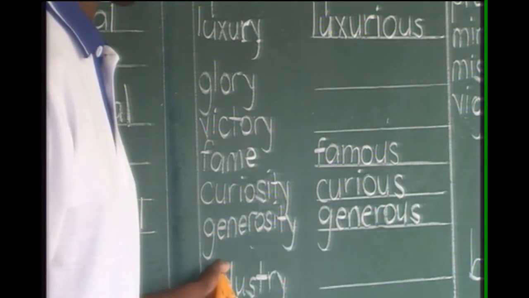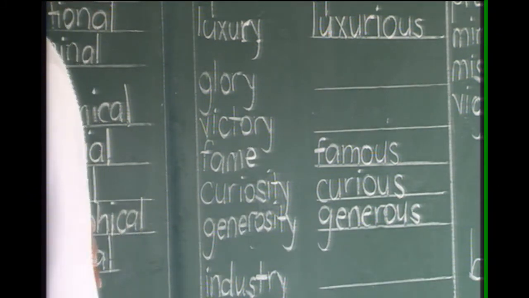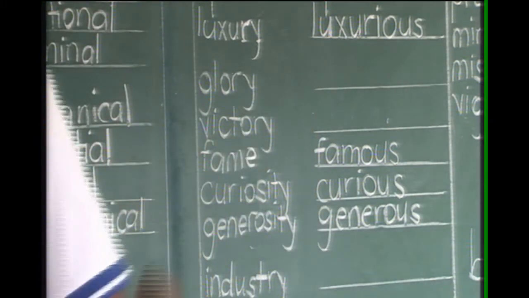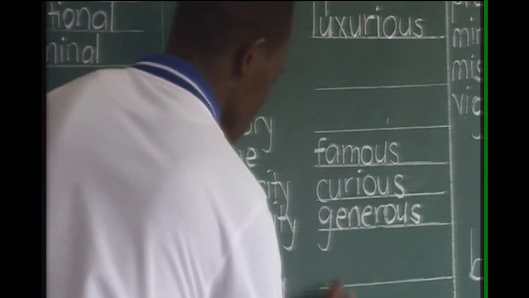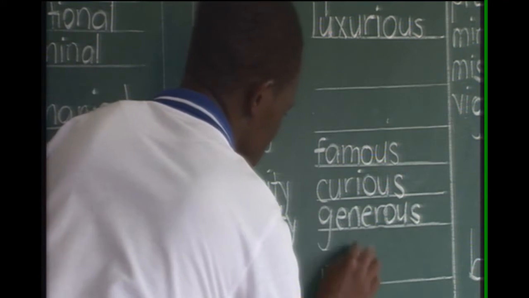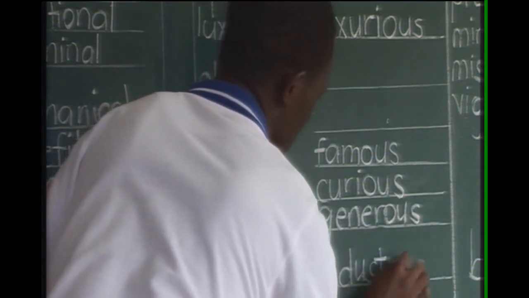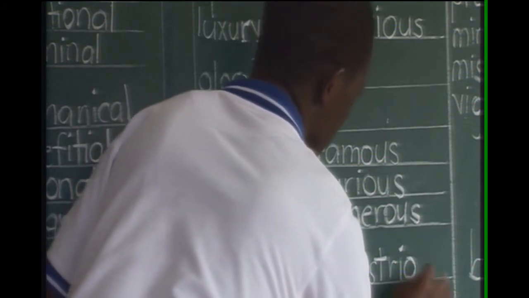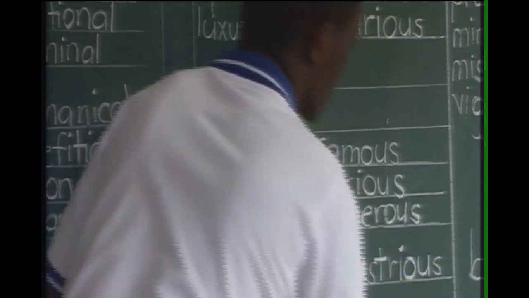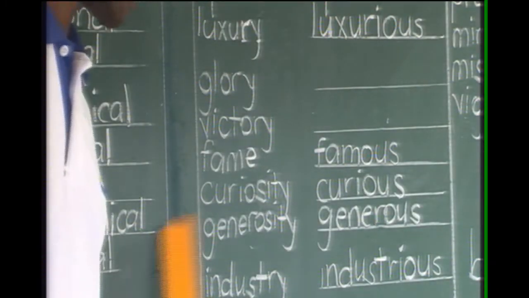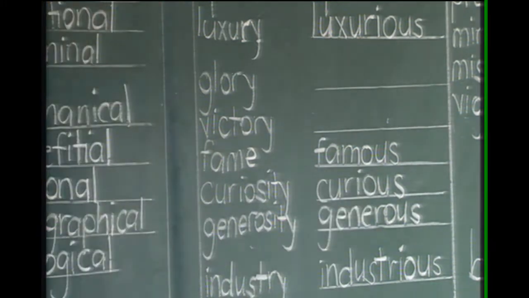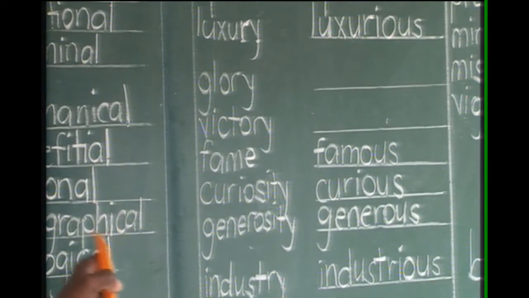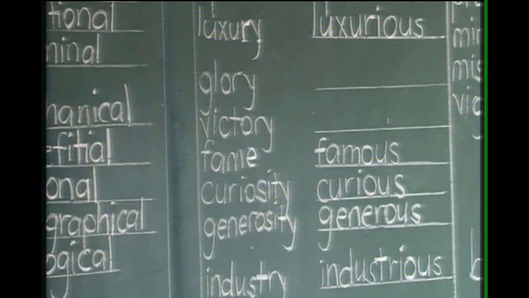Next is industry. Industry, not different from luxury, not different from glory or victory. Okay, let's form this. From industry, we form the adjective industrious. From Y, throw it away, replace it with I, then OUS. Industrious, small I. Industrious is another word to mean hardworking. A hardworking person is an industrious person.